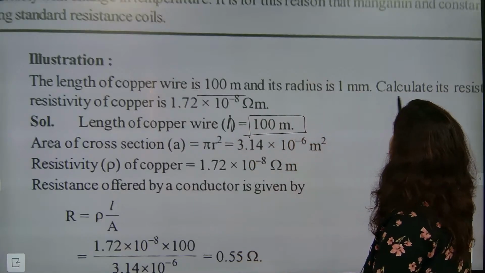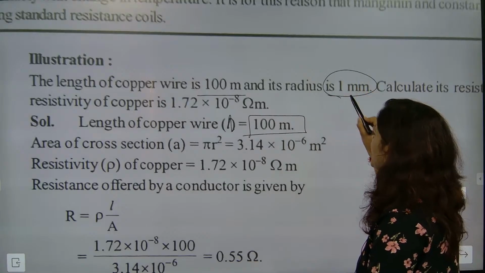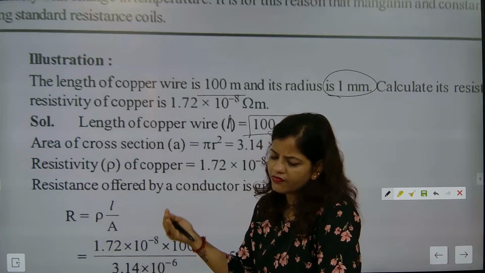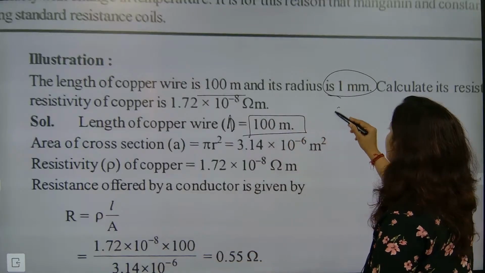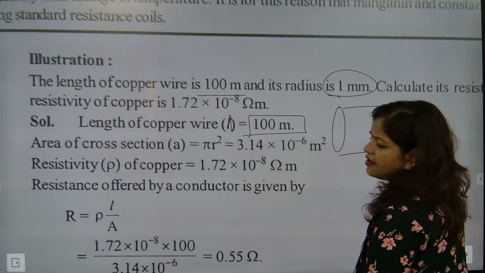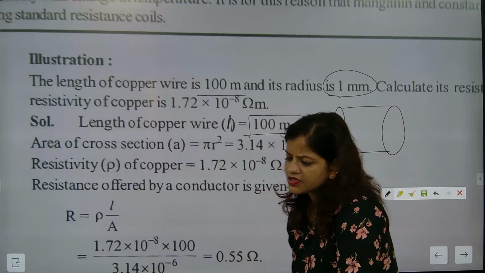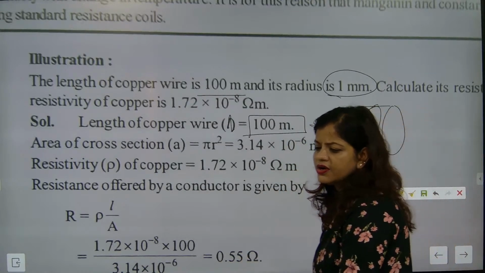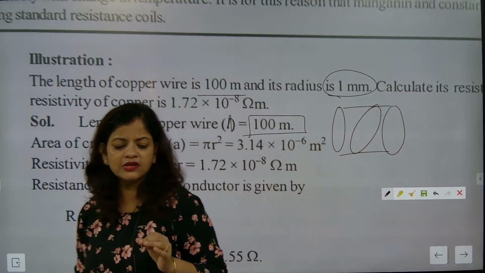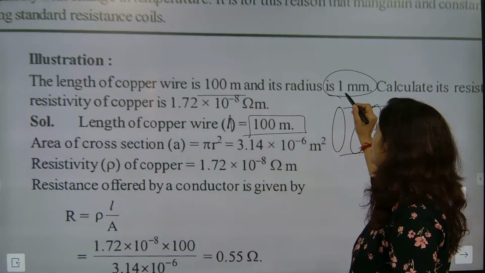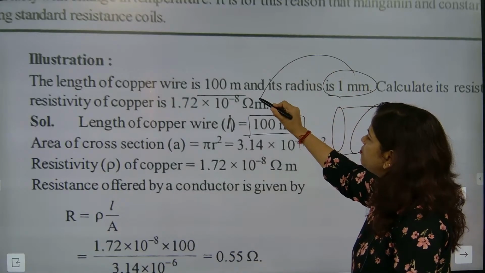Second part is what they are telling. The radius is 1 mm. So radius 1 mm means now you need to find the area of cross section, because whenever you take a wire, you take a wire of circular, cylindrical shape. So the circular face becomes the area of cross section. For the area of cross section you need the radius, but the radius given here is in millimeter. So you need to convert it into meter.